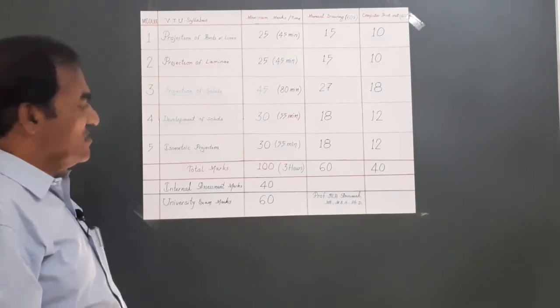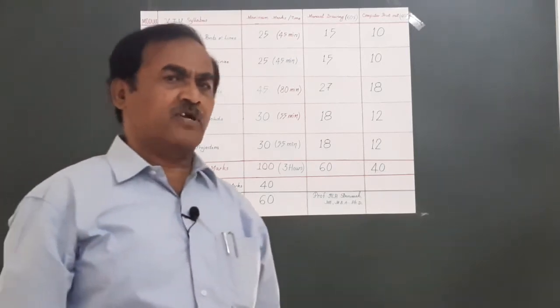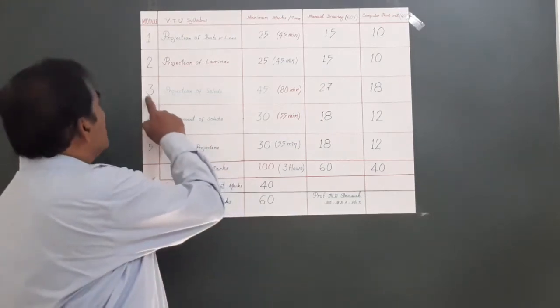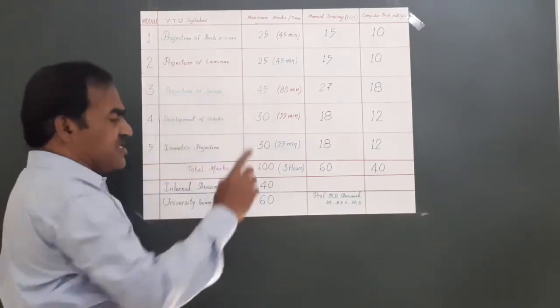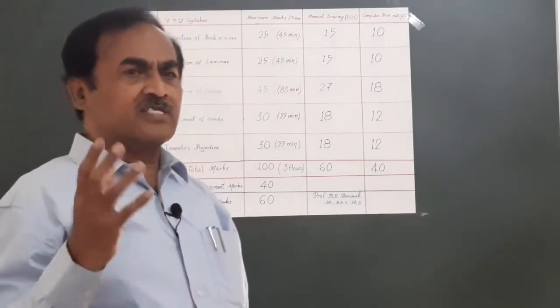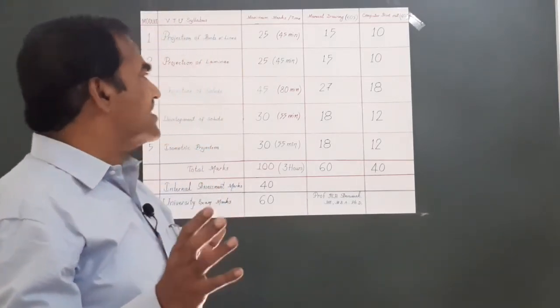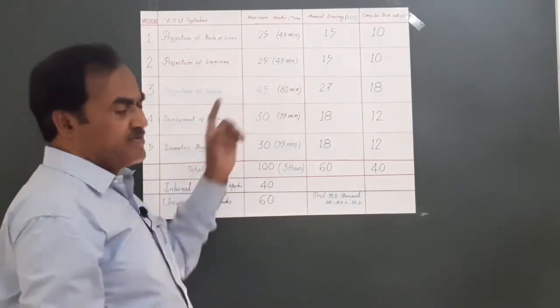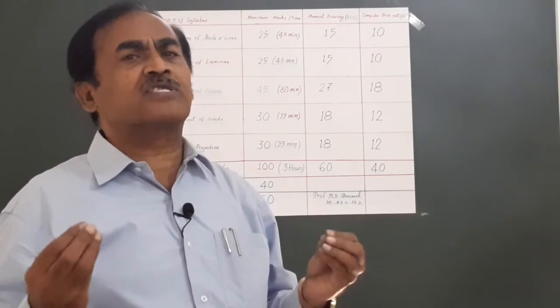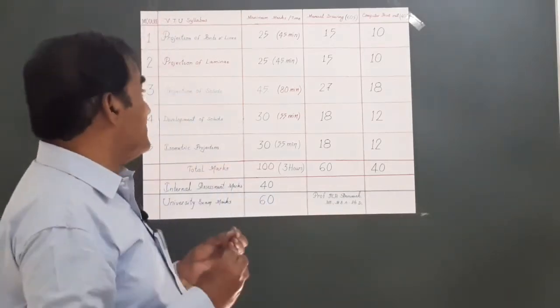Then friends, the most important part of this particular subject, engineering graphics, is module 3, which deals with the projection of solids such as prisms, pyramids, cones, cylinders, spheres, etc. It carries 45 marks. That is almost 50% of the whole syllabus of your engineering graphics.